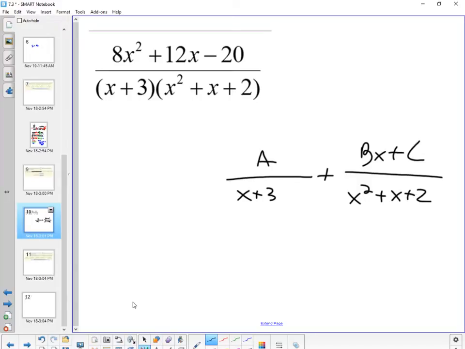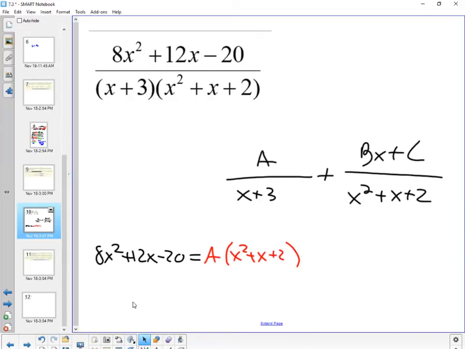Okay. So we should end up with 8x squared plus 12x minus 20 is equal to a times x squared plus x plus 2, plus bx plus c times x plus 3, correct? That's what we get at the end. That's what's going to end up happening, right? Let me just copy it now. And it should be this times this. Don't forget your... oh yeah, that's true.